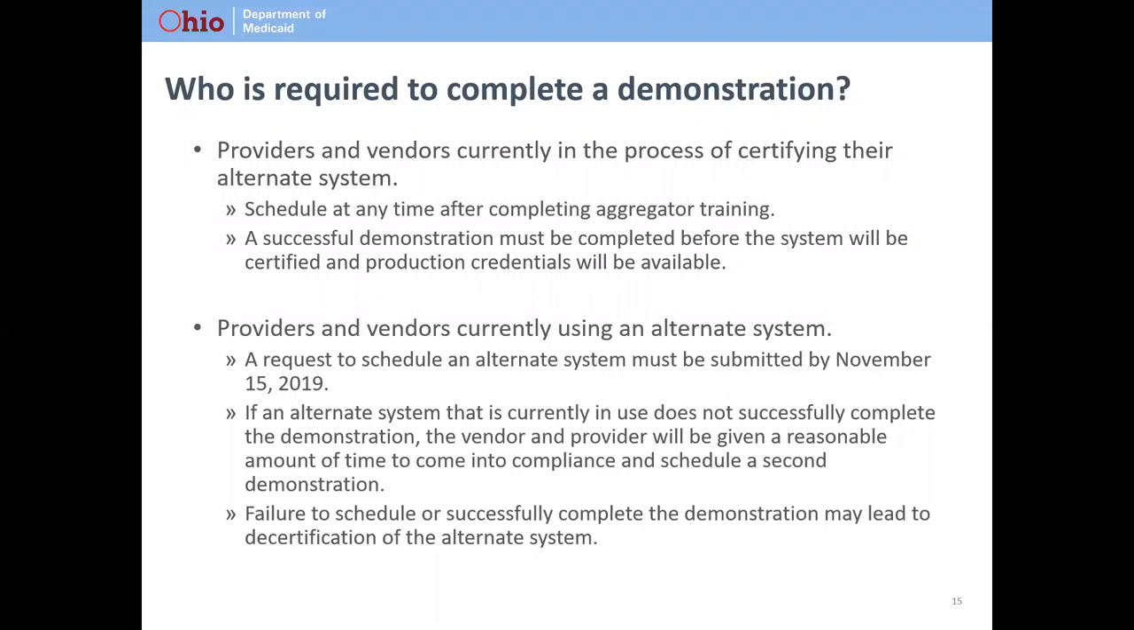In addition, providers and vendors currently using a certified alternate system will be required to successfully complete a demonstration. These providers should schedule an alternate system demonstration by November 15, 2019. If an alternate system that is currently in use does not successfully complete the demonstration, the vendor and provider will be given a reasonable amount of time to come into compliance and schedule a second demonstration. A failure to schedule a demonstration or to successfully complete the demonstration may lead to decertification of the alternate system.